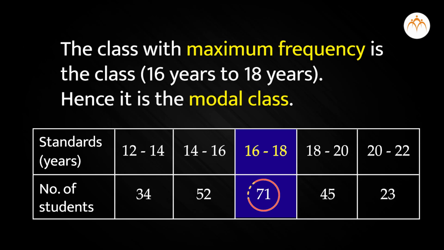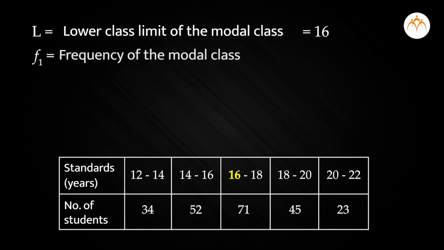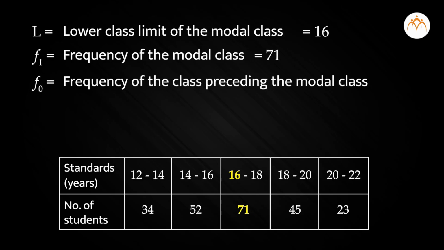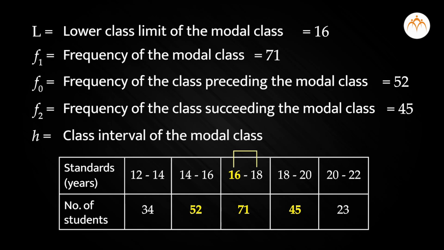Solution. L, the lower class limit of the modal class, is equal to 16. F1, the frequency of the modal class, is equal to 71. F0, the frequency of the class preceding the modal class, is equal to 52. F2, the frequency of the class succeeding the modal class, is equal to 45, and H, the class interval of the modal class, is equal to 2.